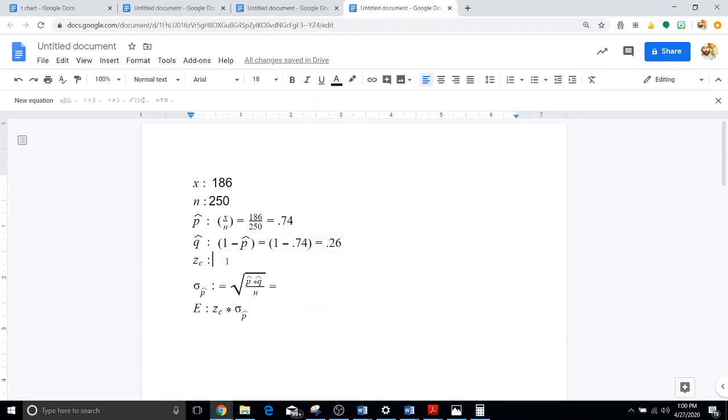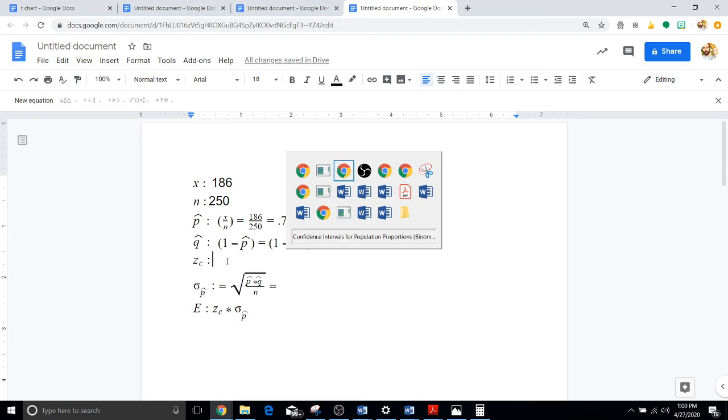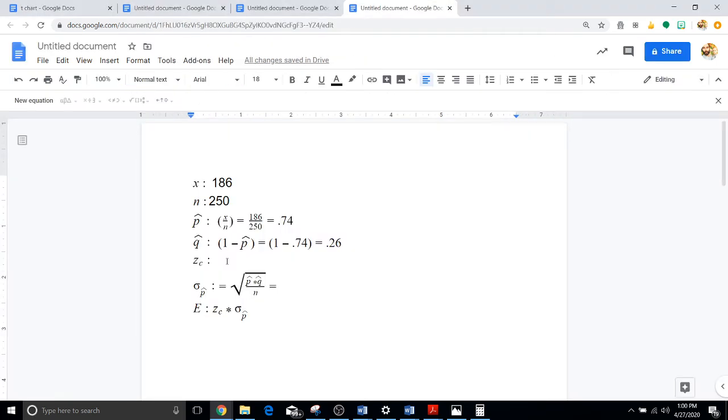All right, our z, or critical value of z, is actually going to be a constant, and it's based on our confidence. Well, our confidence was 95%. So we know that 95% confidence gives us 1.96 as a critical value of z. Well, let's find our standard error. Standard error is going to be the square root of p hat times q hat over n. So let's plug that in. Square root of p hat times q hat, all divided by n.